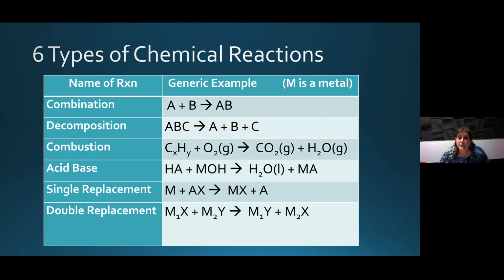Check your charges for both of them. Metal 1 with Y is a nonmetal, check your charges. Metal 2 with X nonmetal, check your charges. So with double replacement, you have to check your charges twice and make sure you have the proper formulas for those. All right, so you need to learn those 6 types of reactions.